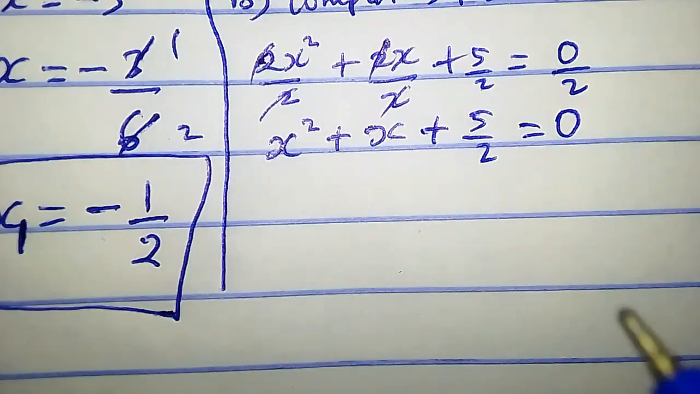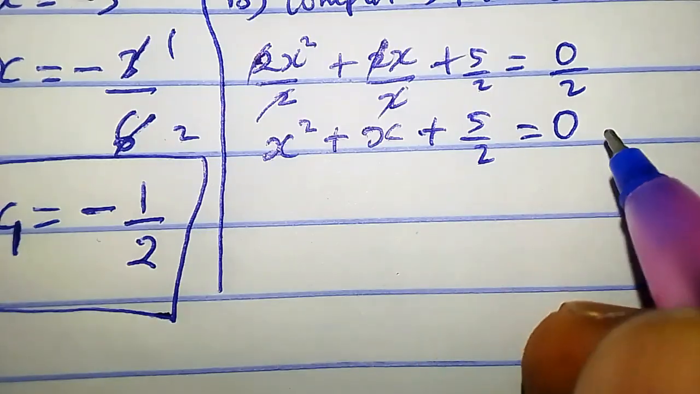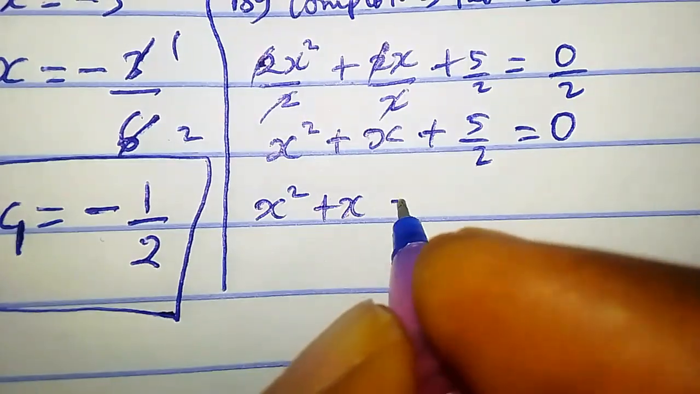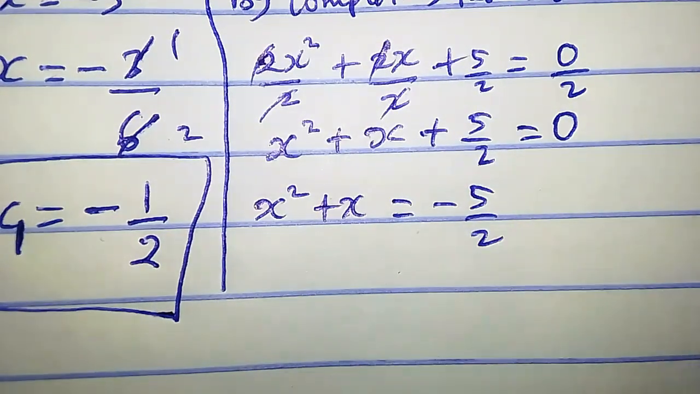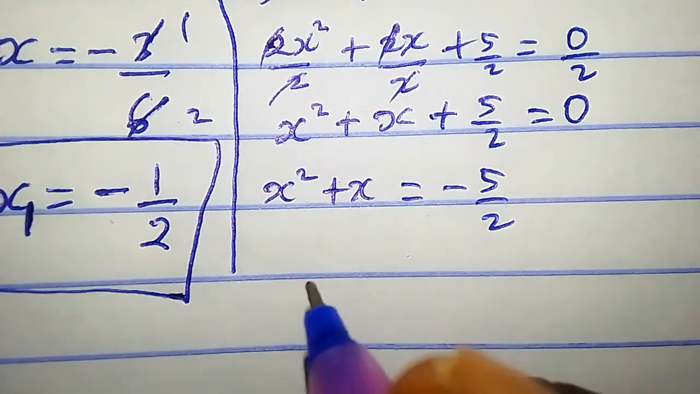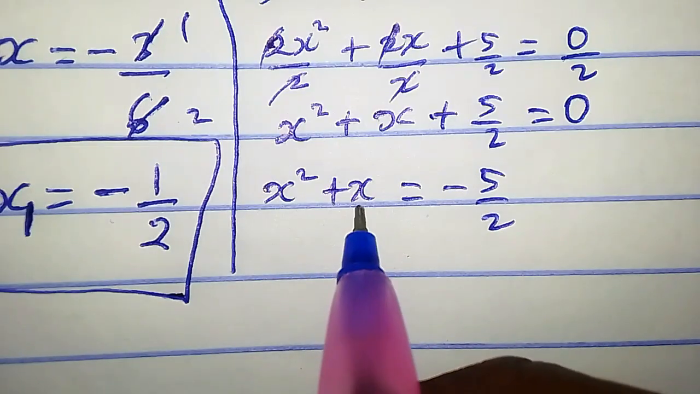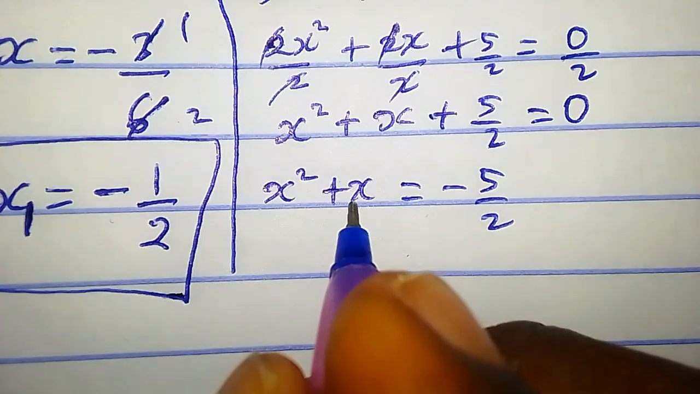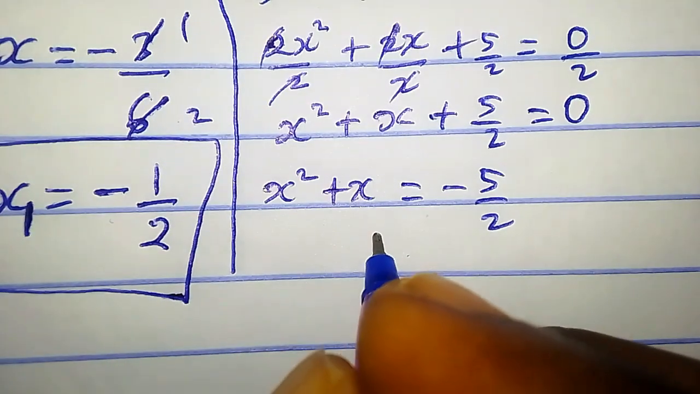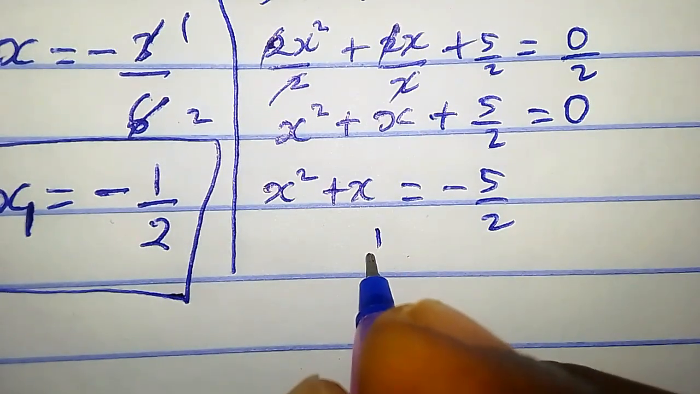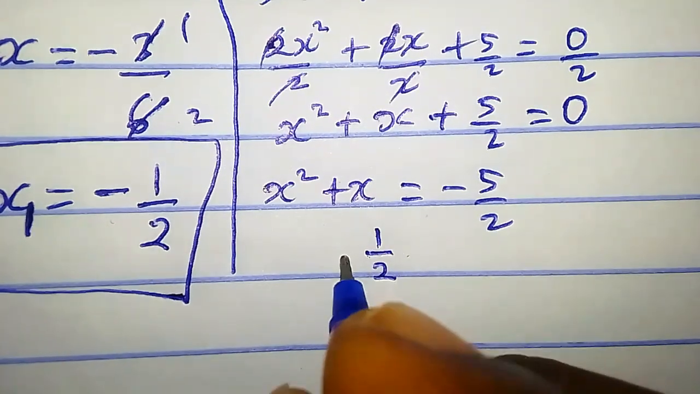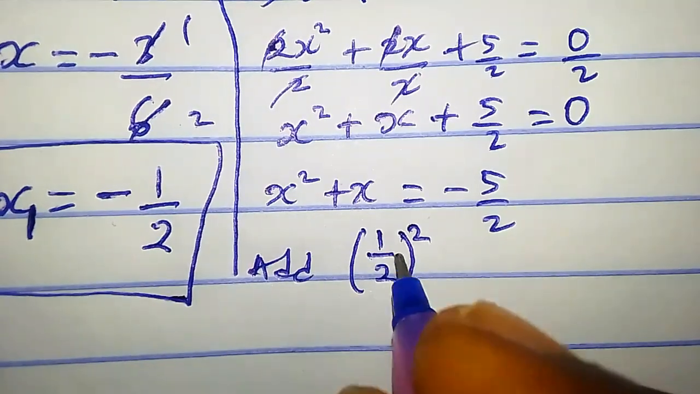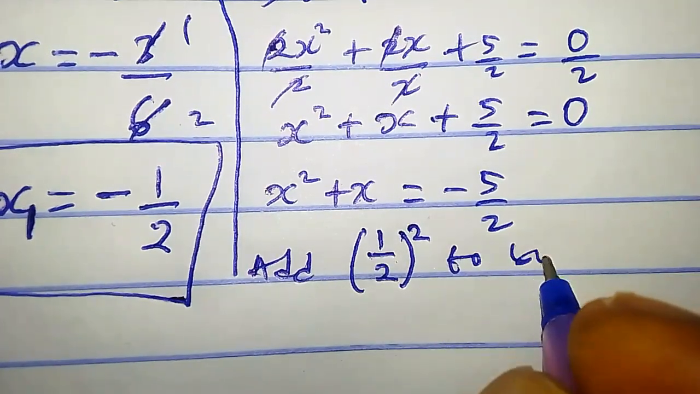The second step is that we have to transfer this constant to the right hand side. So that will be x squared plus x equal to minus 5 over 2. Now, let us add half of the coefficient of x and at the same time square it to both sides. The coefficient of x here is 1. So half of it will be 1 over 2. So we square it. So add 1 over 2 all squared to both sides.